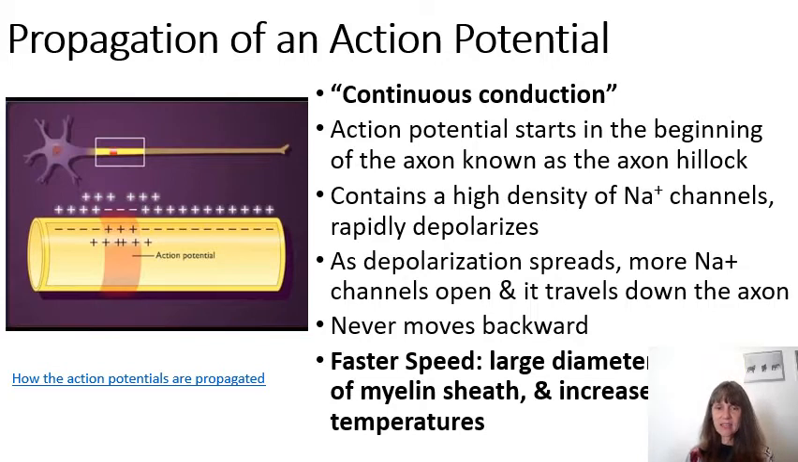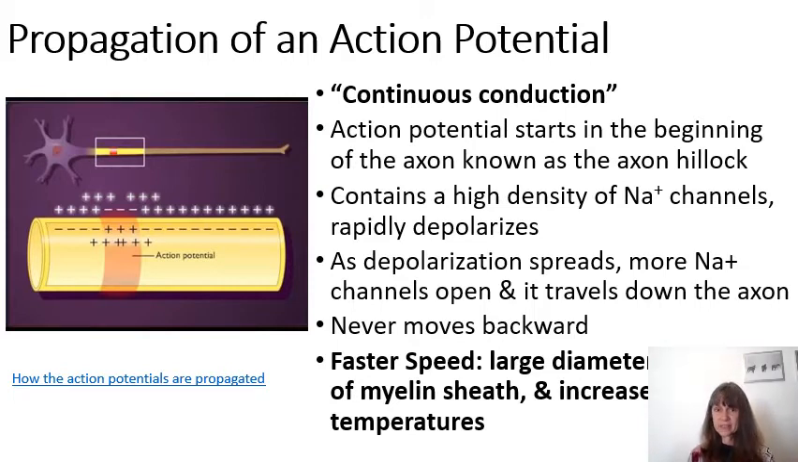The axon hillock and axons contain a high density of voltage-gated sodium channels, and therefore they can depolarize very rapidly. As depolarization spreads, more sodium voltage-gated channels open, and the spread of this electrical impulse will travel from the axon hillock down to the axon terminals. The direction never moves backwards. It always goes from the axon hillock towards the axon terminals in one direction.